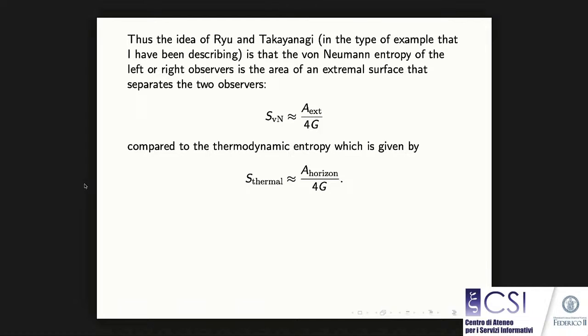So the idea of Ryu and Takayanagi, I should say their original work was in a different type of example. But extrapolating their idea to the type of example I'm describing, the idea of Ryu and Takayanagi is that the von Neumann entropy of the left or right observers is the area of an extremal surface that separates the two observers. So in the space-time between the two observers, you find an extremal surface, and the area of the extremal surface over 4G is supposed to be the entanglement entropy, the von Neumann entropy of the density matrix of either of the two observers. As I explained, when a whole system is in a pure state, the two subsystems have equal entanglement entropy.